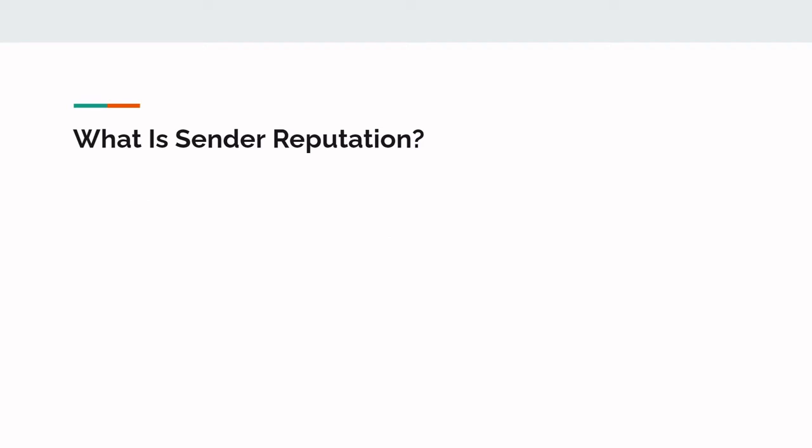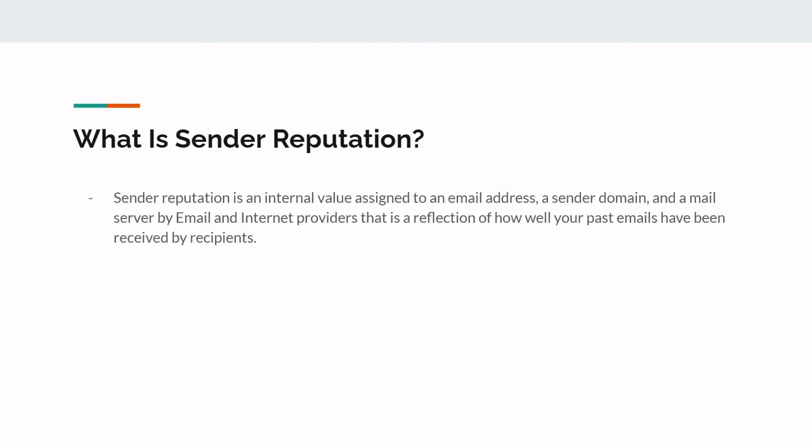But what even is sender reputation? In short, sender reputation is an internal value assigned to an email address, a sender domain, and a mail server by email and internet providers that is a reflection of how well your past emails have been received by recipients. Your actual sender reputation score with a specific provider is typically not available to users, as this is an internal system used to keep track of email addresses that interact with their servers.